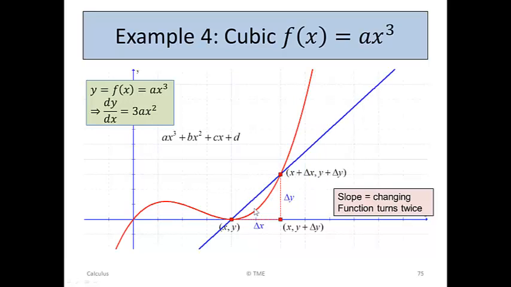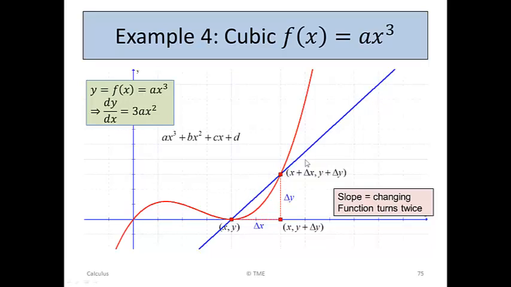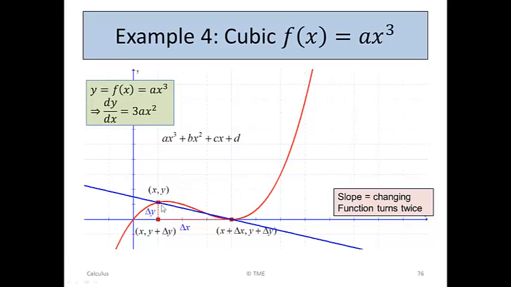So we can see that as we take different values for x, this one as opposed to this one, we get a very different slope in the blue line. And if we move over here, quite a different slope again. It's turned to a negative slope. So for this cubic, the slope is changing and the function turns twice. It turns coming up here, it turns down from a maximum to a minimum and turns again.